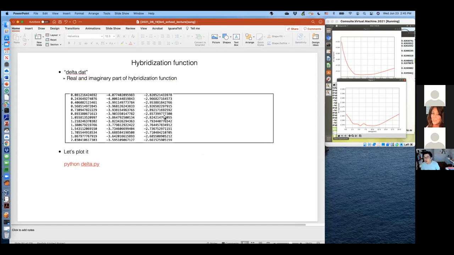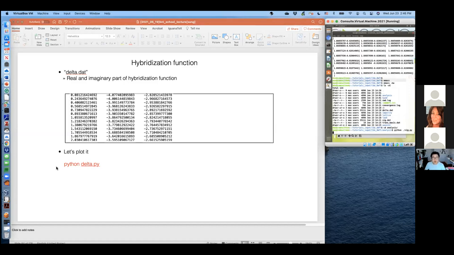Okay, so the next important output is the hybridization function. For the plot, I will close the window by clicking X here, like this. And this is the output format of the hybridization function file. The first column is the frequency, the second column is the real part of the hybridization function, and the third column is the imaginary part of the hybridization function.